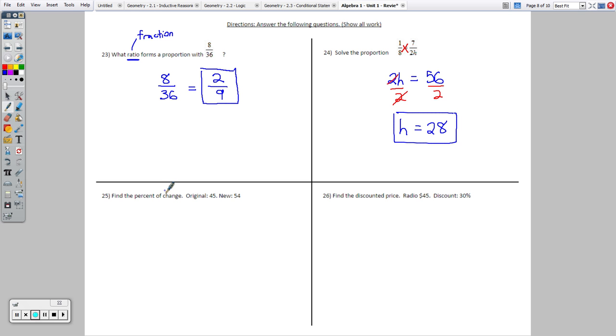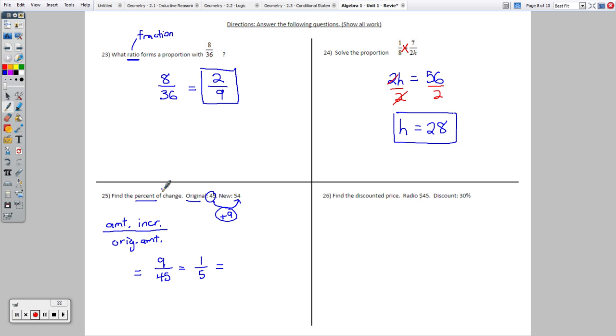Number 25, to find the percent of change, we're going to do the amount increased or decreased divided by the original amount. So first of all, is it amount increased or decreased? I'm going from 45, looks like I'm going up 9 to get to 54. So it's amount increased over original amount in this case, and that's going to equal 9 over the original was 45. So 9 over 45, that is reduced to 1 over 5. Divide both by 9 and you get that.